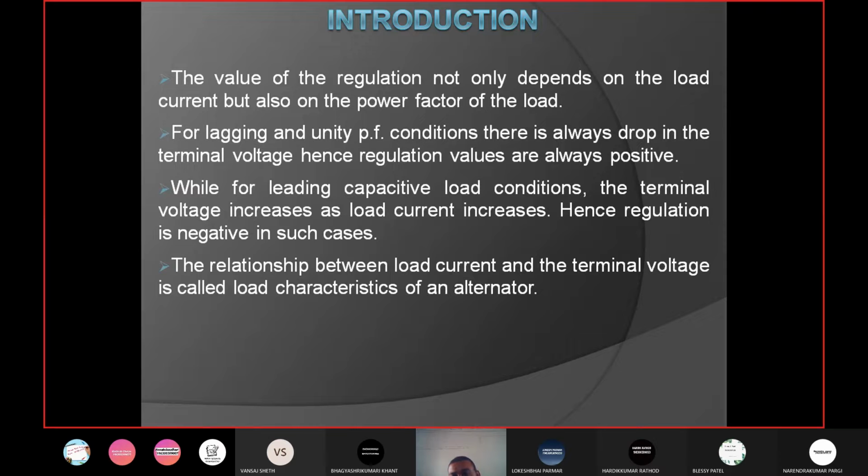The relationship between load current and terminal voltage is called the load characteristics of the alternator. Okay, so load characteristics of the alternator is the relationship between load current and terminal voltage. So this is the brief introduction about the voltage regulation.